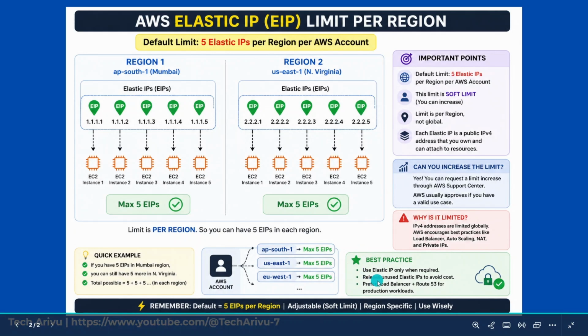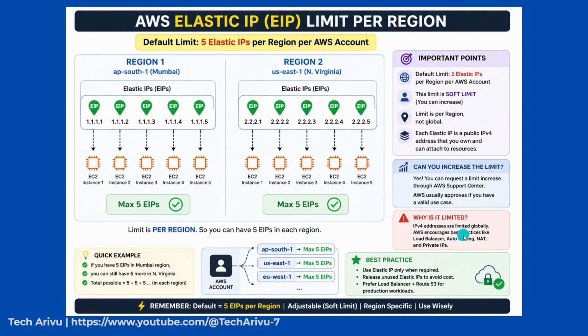Release unused Elastic IPs to avoid unnecessary cost, and you can prefer load balancer and Route 53 for production workloads. So why is this limited? The IPv4 addresses are limited globally, and AWS encourages best practices like load balancer, auto scaling, NAT, and private IPs. Let's have a quick demo.